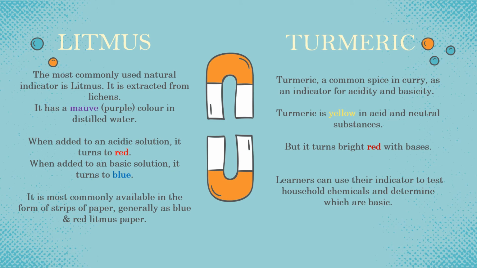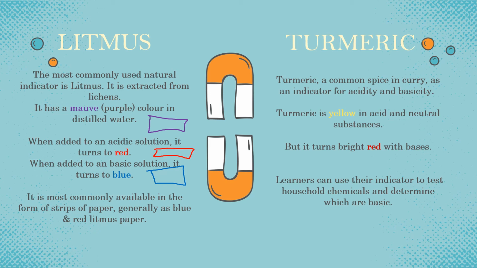Litmus. The most commonly used natural indicator is litmus. It is extracted from lichens. It has a mauve color in distilled water. That means that when you put litmus in normal standing water, it turns purple in color, right? Like this. Now, when you add that to an acidic solution, it will turn red in color, while when you add that to a basic solution, it will turn blue in color. This is how we differentiate between acidic solutions and basic solutions.